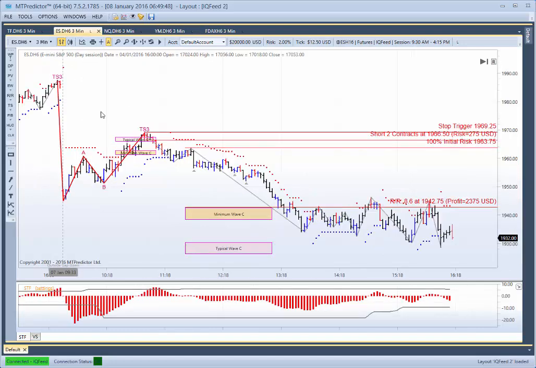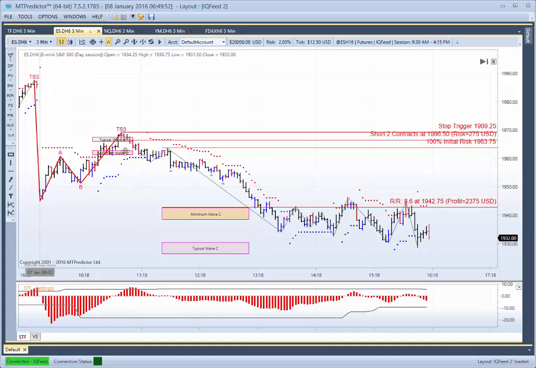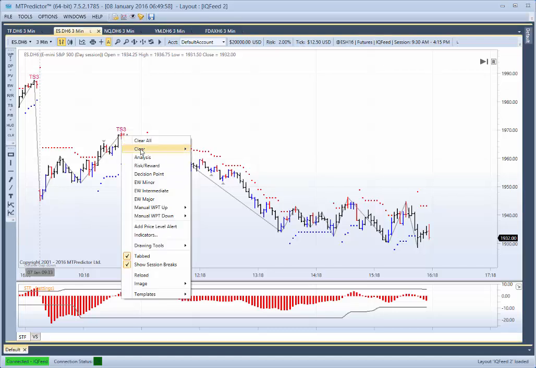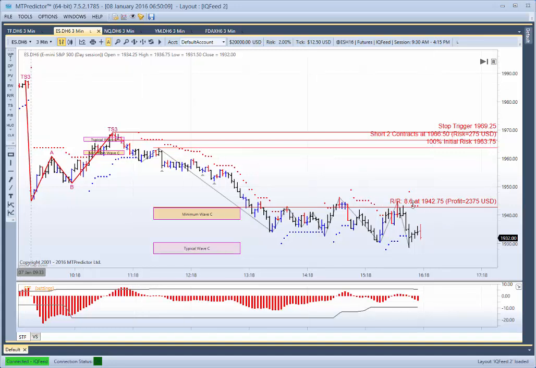We had the same setup on some other markets. Here's the one on the ES, where just like the YM, we had a losing trade to start with. Then we had our TS3 sell setup here. We placed the analysis on. That would have had you short from the very bar of the high of the day, where the signal came in, down into the first target, in this case for a nice 8.6R profit.